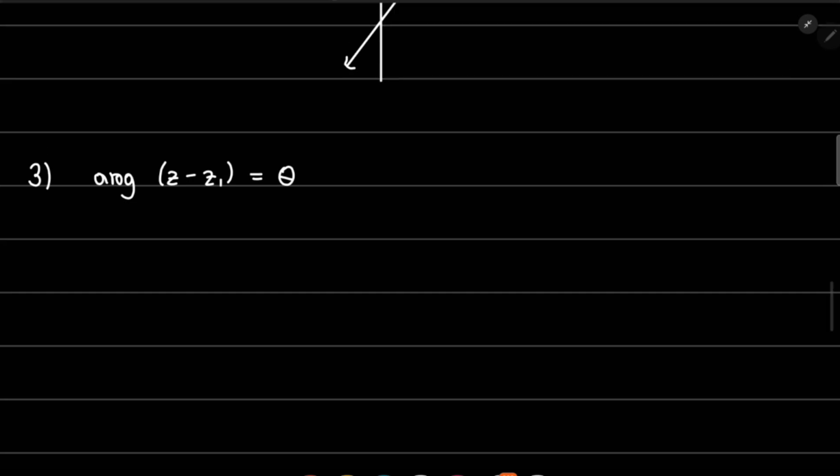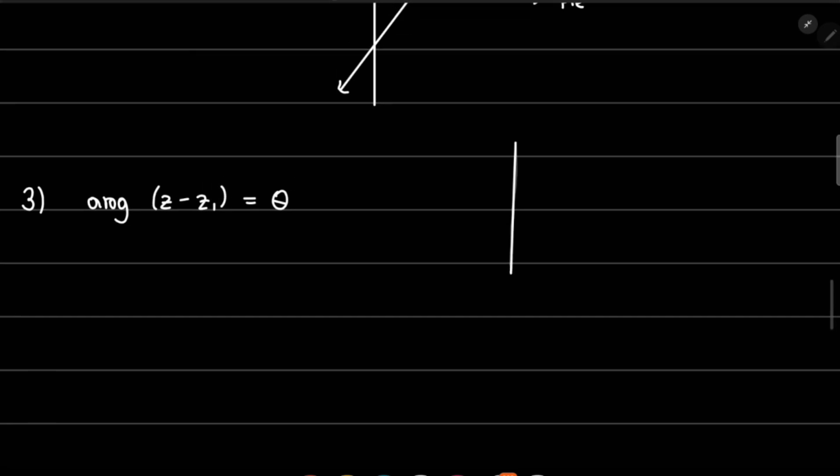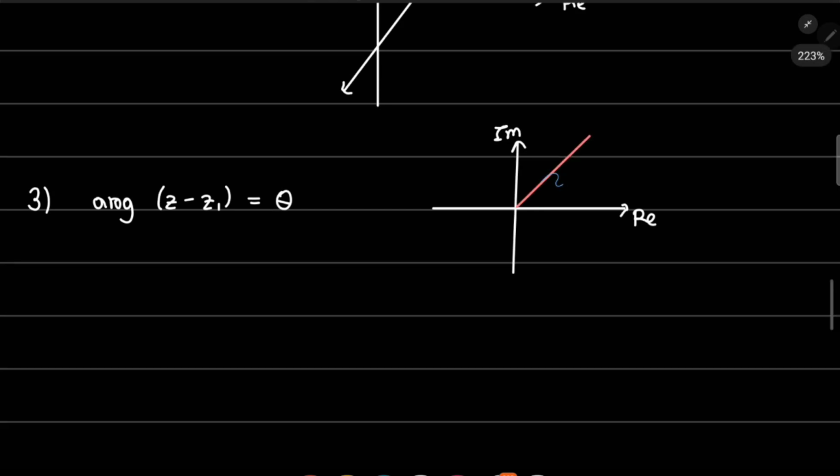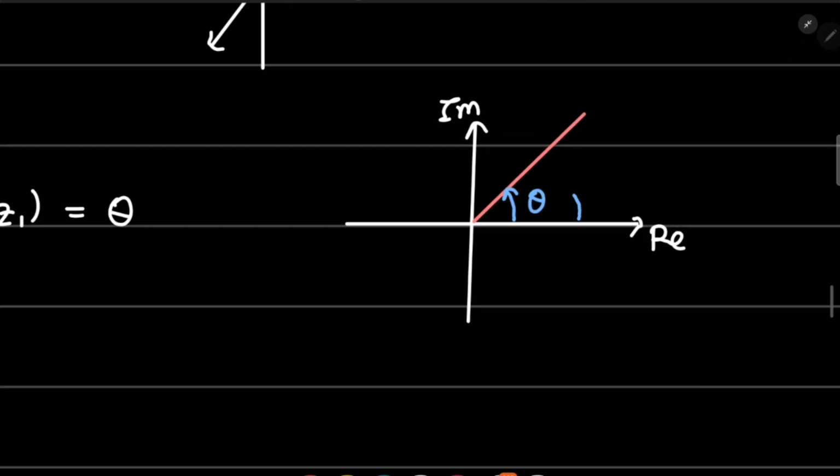Now we have another common one. This is a half line, so it's given by this equation. So we have the argument of z minus z1 equals theta. Argument is basically the angle from the horizontal. So if I have an Argand diagram over here and a line here, its argument is this angle from the positive real axis, and you move anti-clockwise. If you move clockwise, it's negative.